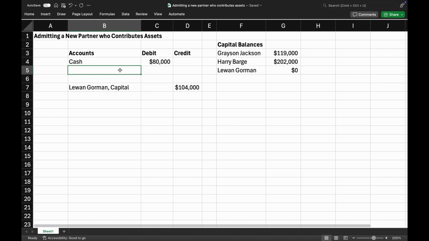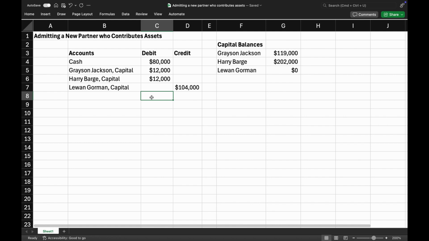So we just put Grayson Jackson capital and then $12,000, and then Harry Barge capital $12,000. This leaves the journal entry completely balanced.